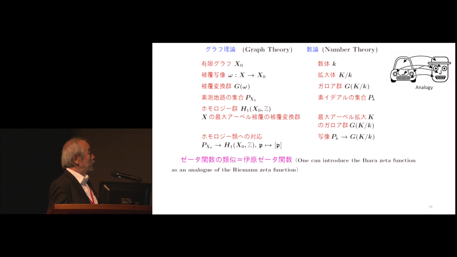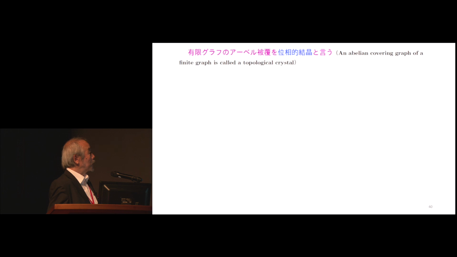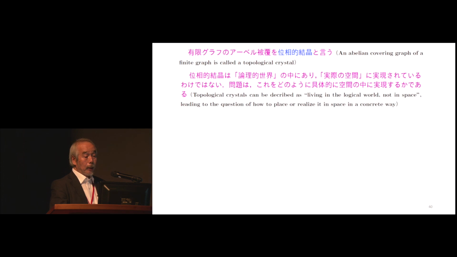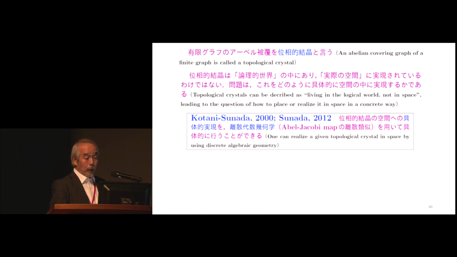And graph theory has an analogous nature with number theory. And also the zeta function has an analog. So we consider the abelian covering graph. The abelian covering graph of a finite graph is called a topological crystal. This can be described as living in the logical world, not in space, leading to the question of how to place or realize it in space in a concrete way. We can utilize discrete algebraic geometry to realize the given topological crystal in space.